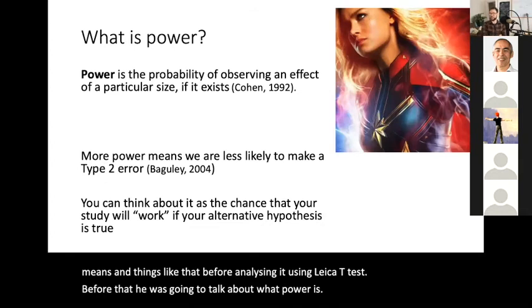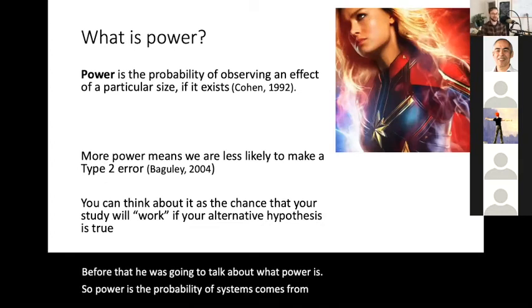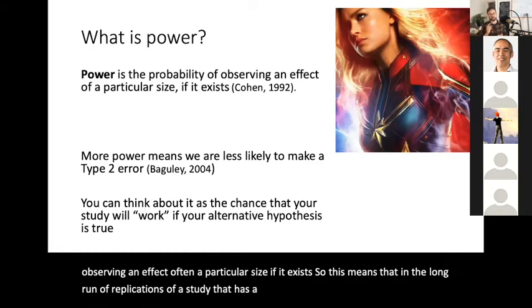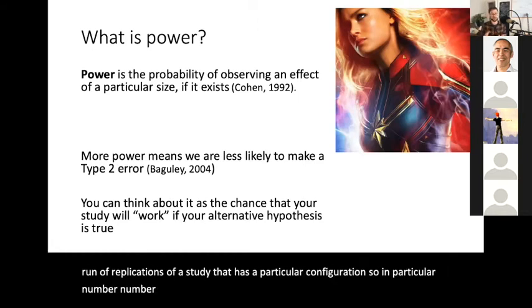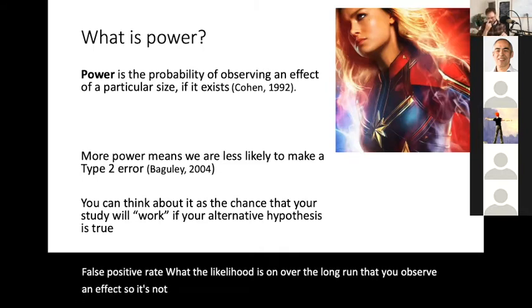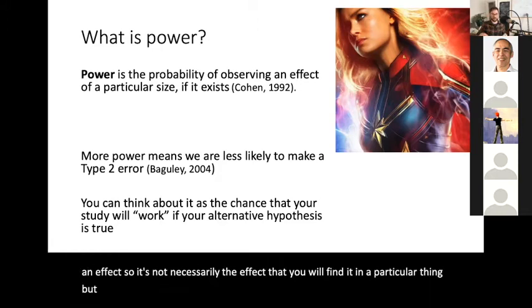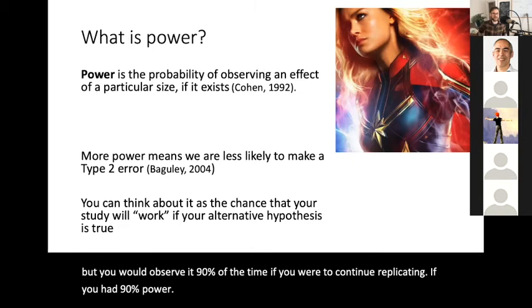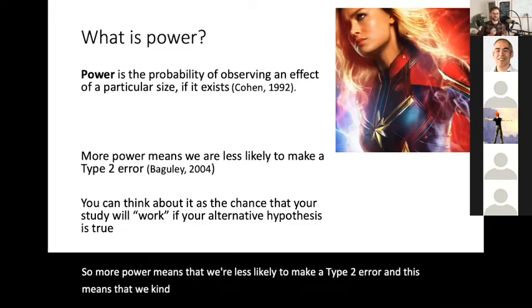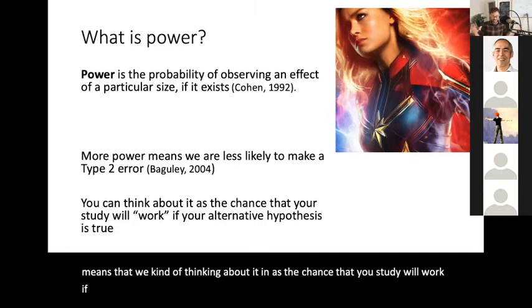Power is the probability, this comes from Cohen in 1992, of observing an effect of a particular size if it exists. This means that in the long run, over replications of a study with a particular configuration, so a particular number of participants and a particular alpha level, or false positive rate, it's the likelihood that you will observe an effect. It's not necessarily that you will find it in any particular study, but you would observe it 90% of the time if you continued replicating with 90% power. More power means we're less likely to make a type 2 error. You can think of it as the chance that your study will work if your hypothesis is literally true.